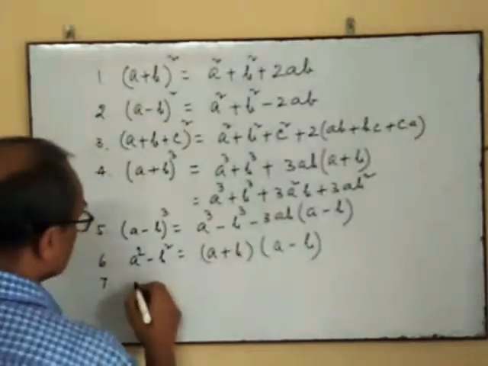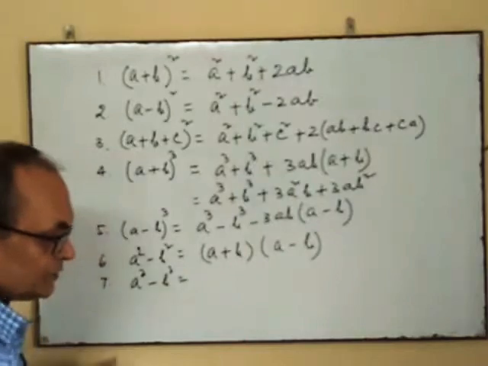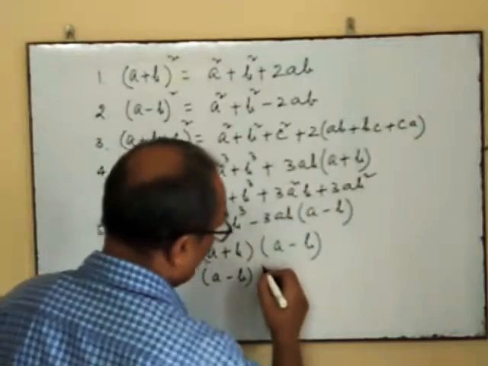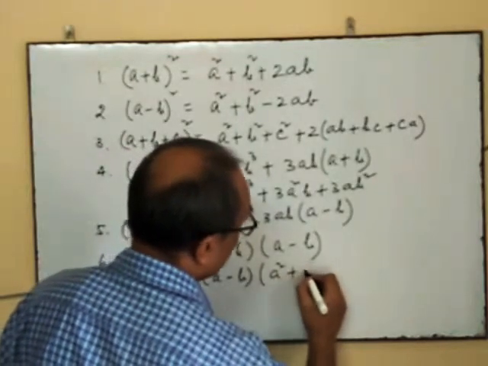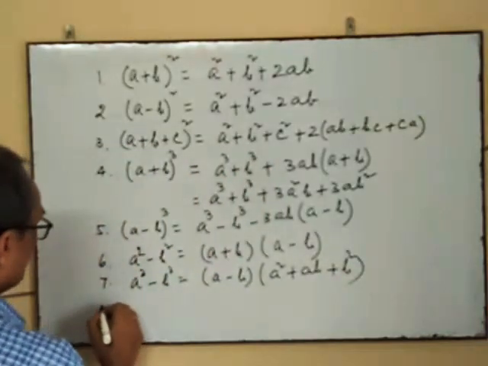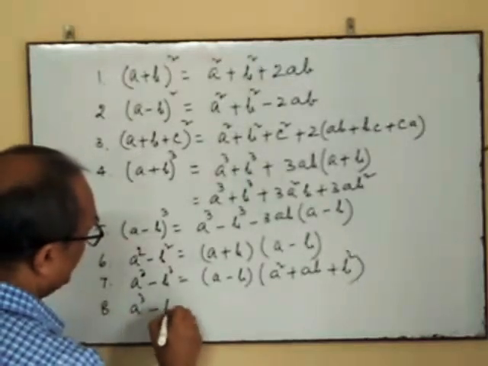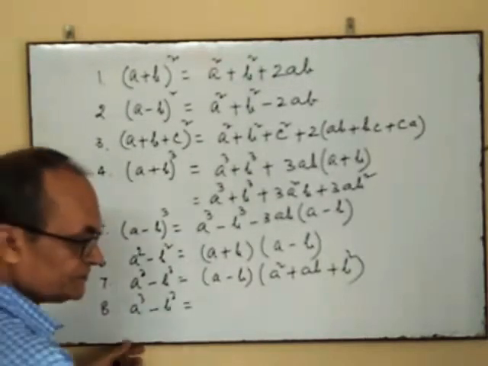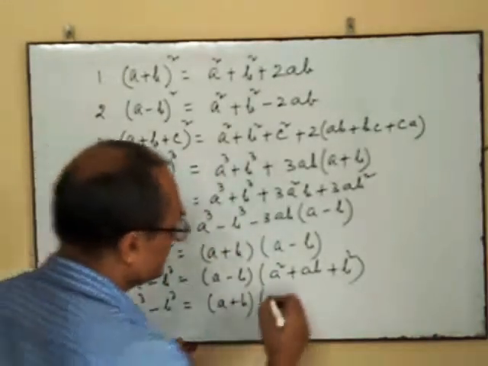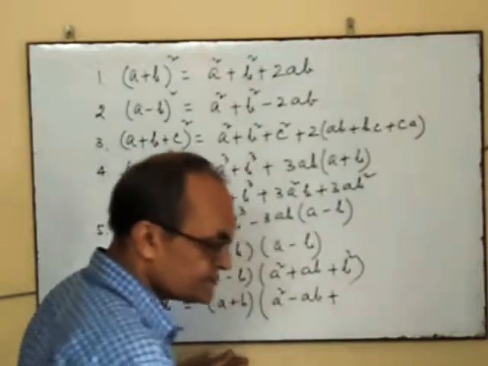Next one is a cube minus b cube. That is a minus b into a square plus ab plus b square. Next one is a cube plus b cube equals a plus b into a square minus ab plus b square.